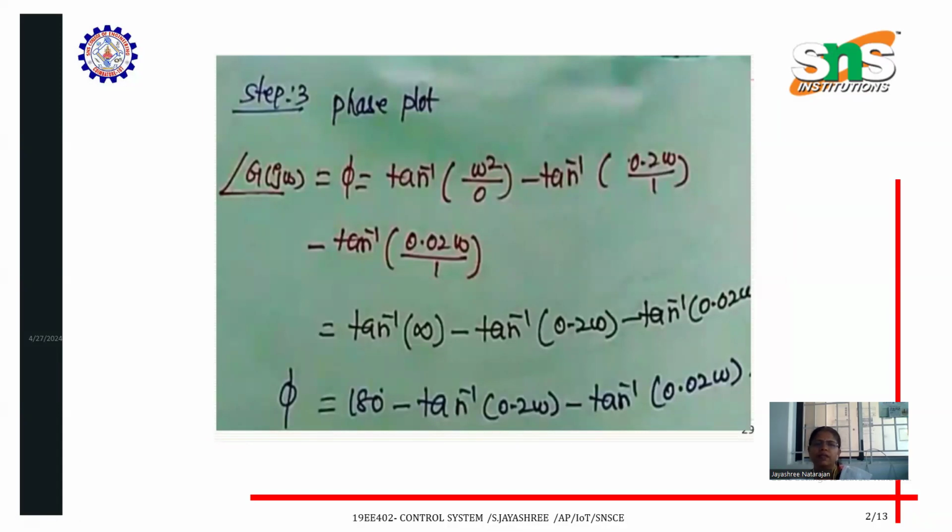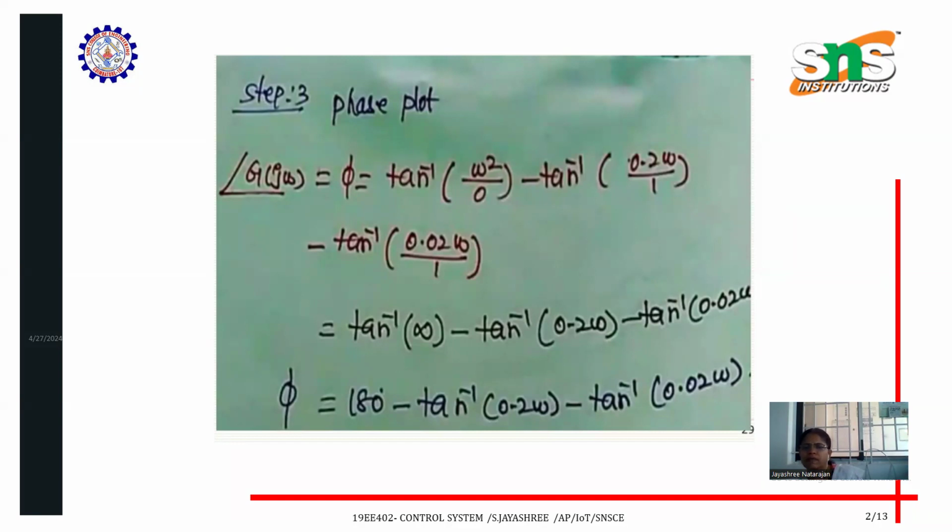The formula is angle of G of j omega equals tan inverse of omega square divided by 0, minus tan inverse of 0.2 omega by 1, minus tan inverse of 0.02 omega by 1. So for all the three terms we have to take the angle value. Omega square divided by 0 is infinity. Tan inverse of infinity is 180 degrees. So 180 minus tan inverse of 0.2 omega. This is the formula.